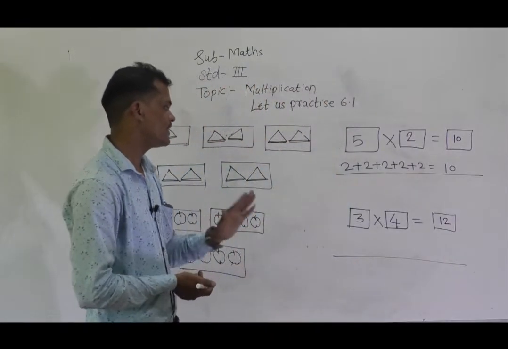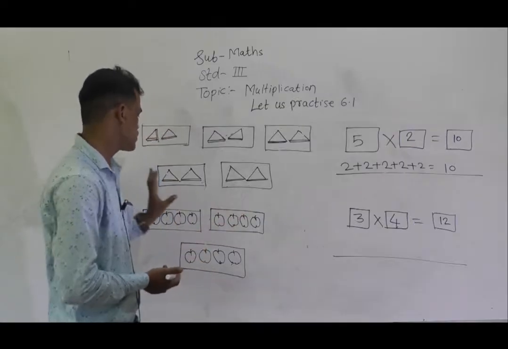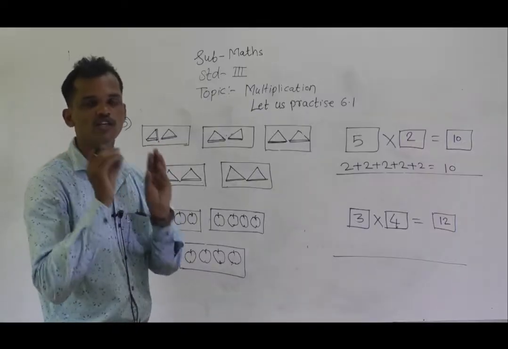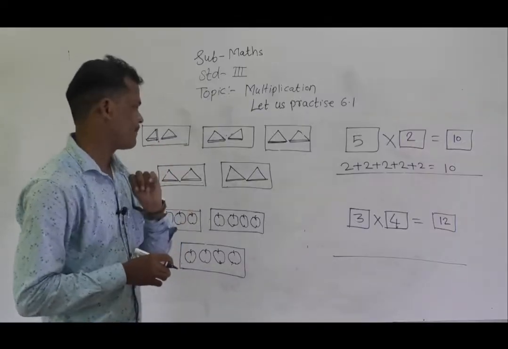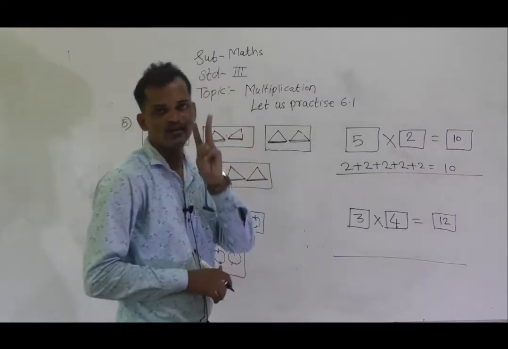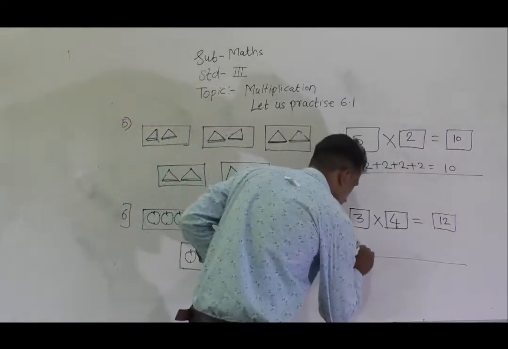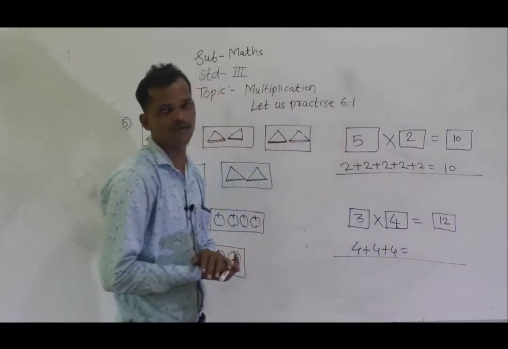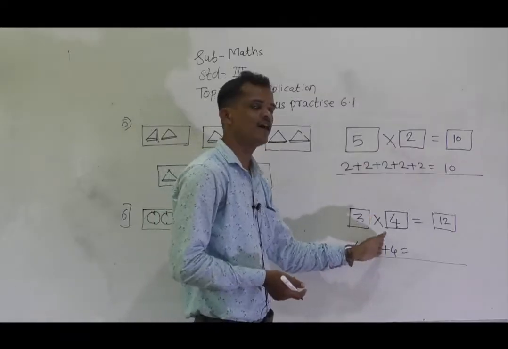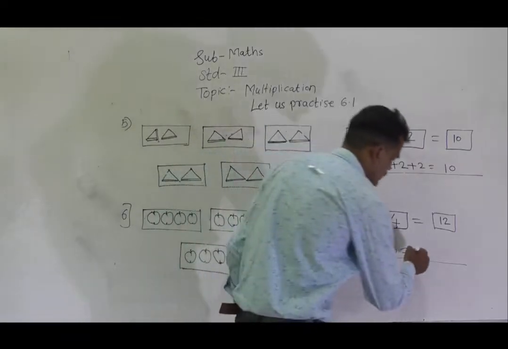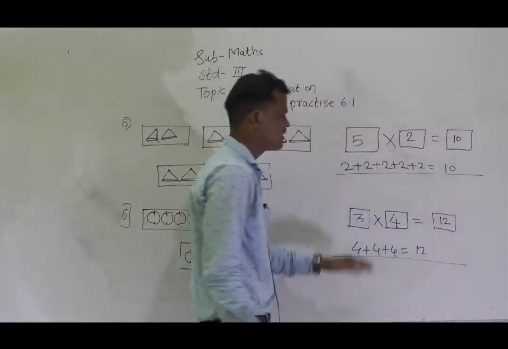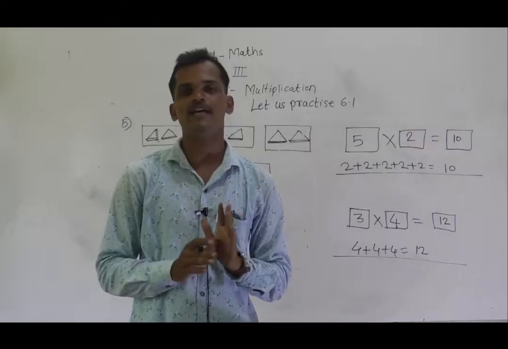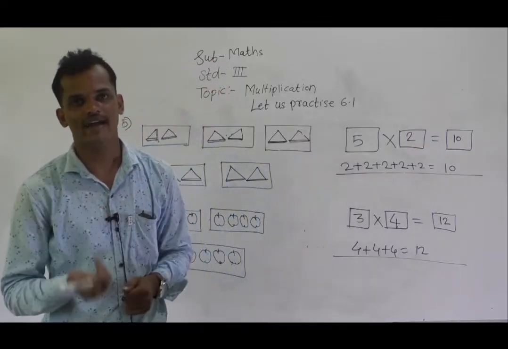Okay, you can write the addition fact for this. 3 groups are there and in each group 4 apples are there. So add 4 three times: 4 plus 4 plus 4, and find out how many total apples are there. 4 plus 4 is 8, 8 plus 4 is 12. So there are 12 apples. So today we have learned multiplication is the repeated addition.